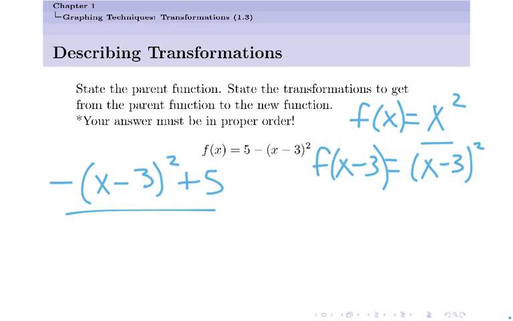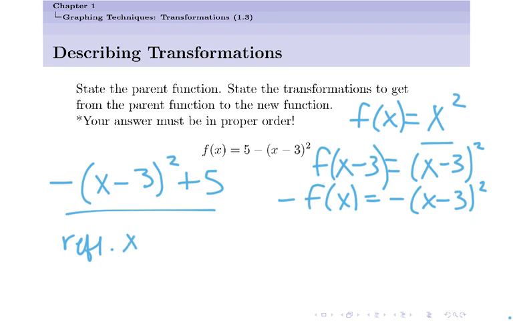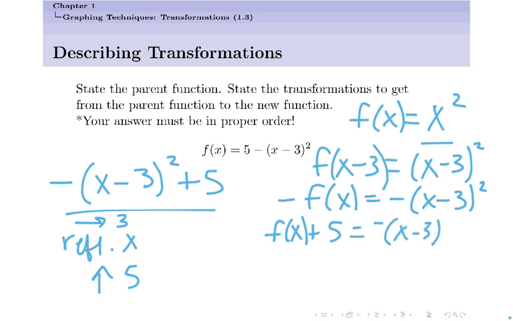Okay, I'm getting closer. Now I have to negate my entire previous step. That's a reflection on x. The previous step was moving to the right 3. And what's the last step? Well, it's a vertical shift up 5. I take my previous function and I add 5 to it.